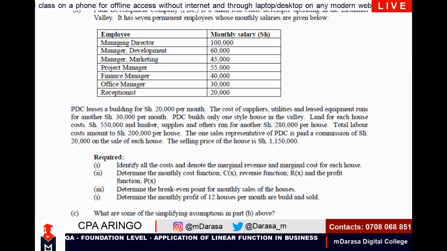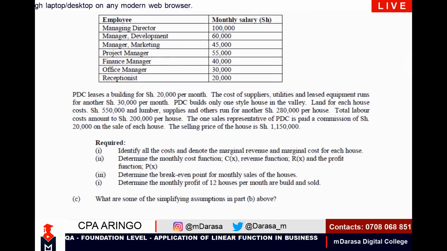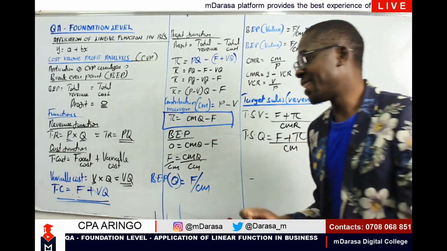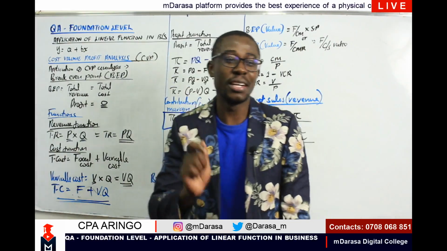Required: identify all the costs and denote the marginal revenue and marginal cost for each house. Determine the monthly cost function, revenue function, and the profit function. Determine the break-even point for monthly sales of the houses. Determine the monthly profit of 12 houses per month. Then you are told: what are some of the simplifying assumptions in Part B above. Ideally, assumptions of CVP. So my good students, I want us to meet in the next session where we are going to clear that question.